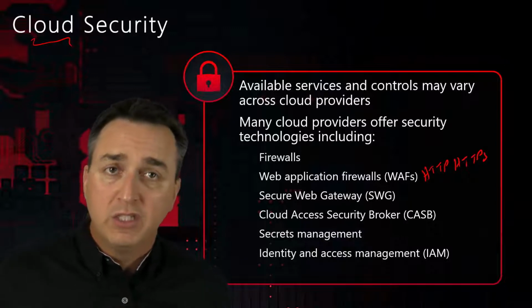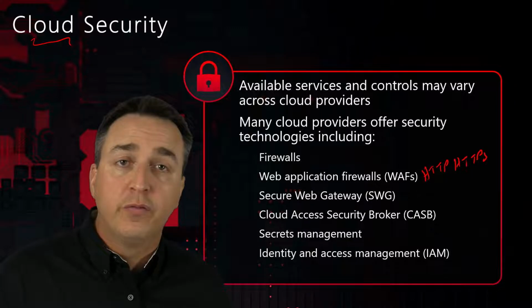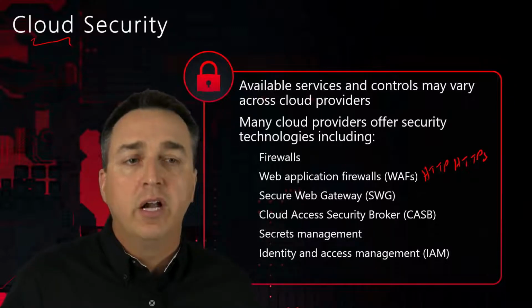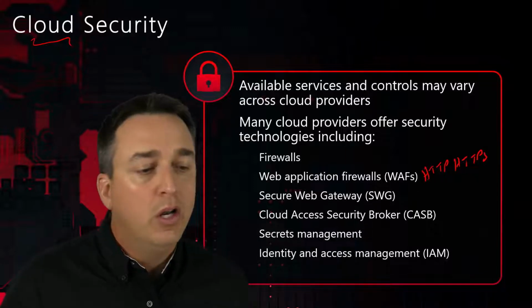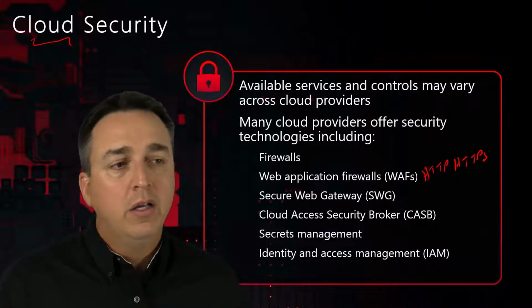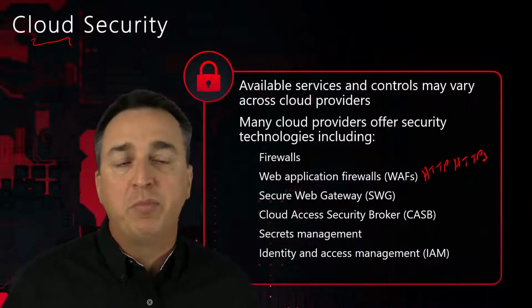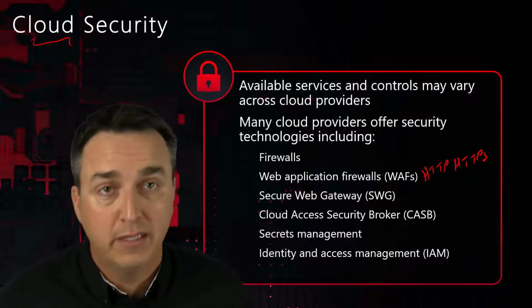WAFs can inspect the HTTP and HTTPS traffic that is going to and from web servers that you have set up in the cloud so that you can uncover various types of attacks and various types of issues. For example, your web application firewall can identify if there's a SQL injection attack happening in that particular packet, or there's a cross-site scripting attack happening.